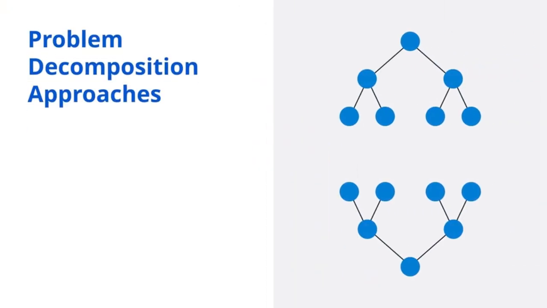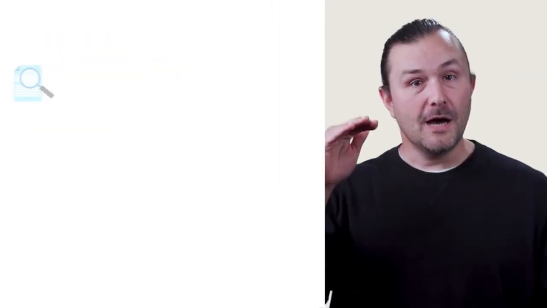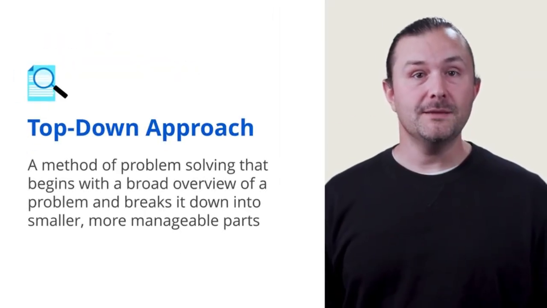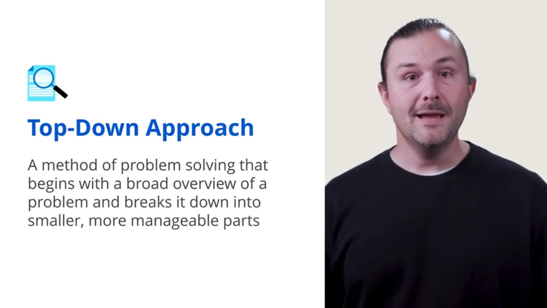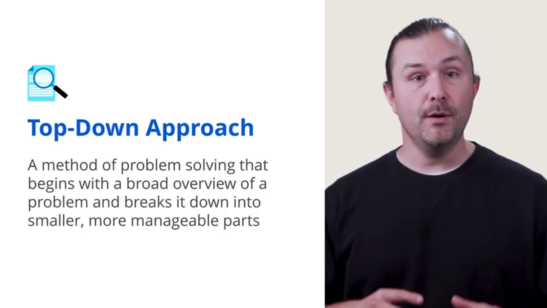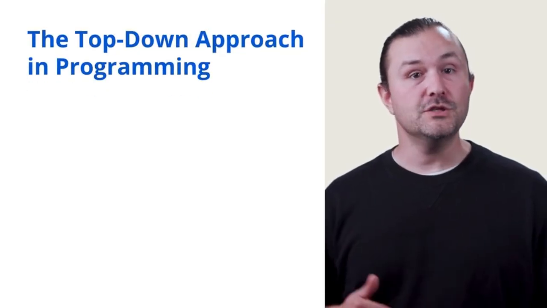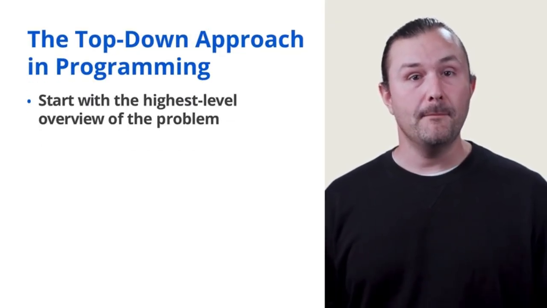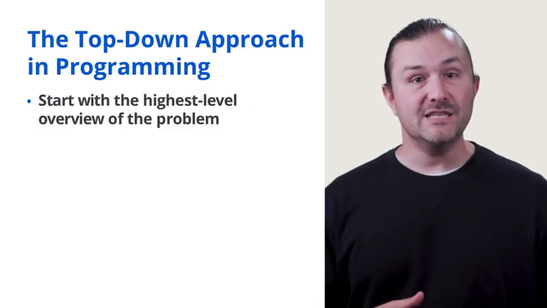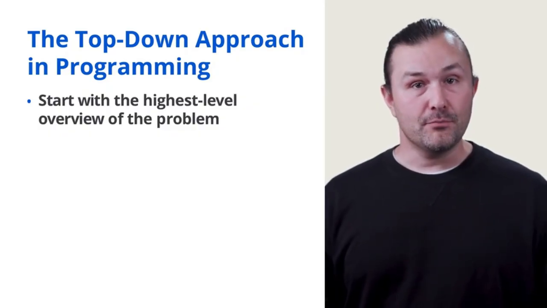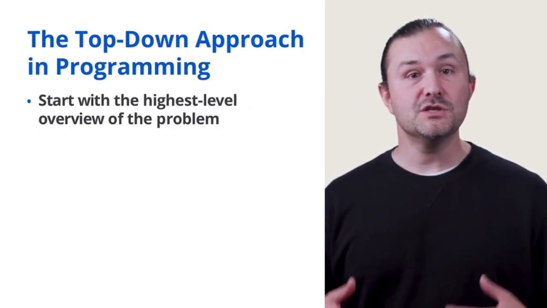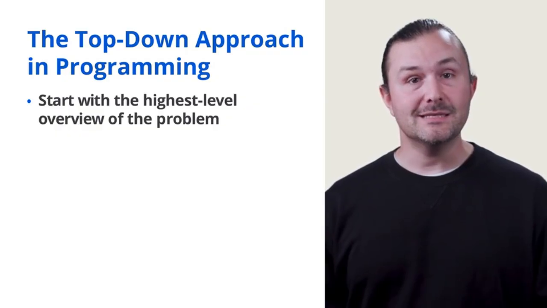There are two main approaches to problem decomposition: top-down and bottom-up. The top-down approach is a method of problem solving that begins with a broad overview of a problem and breaks it down into smaller, more manageable parts. The top-down approach is useful when you have a clear overview of a problem, but need to break it down to make it easier to manage. By using the top-down approach, you can decompose the problem into smaller atomic tasks that are more easily addressed.